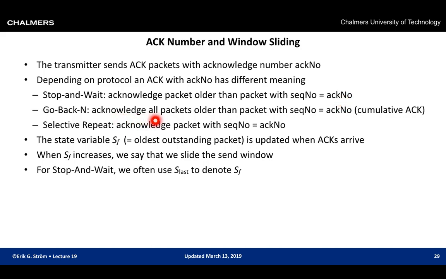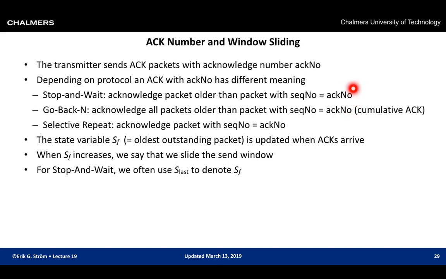In go back N, we acknowledge all packets which are older than the packet with sequence number equal to the ACK number. So here we use these cumulative ACKs. And for selective repeat, this acknowledges one particular packet, namely the packet which has sequence number equal to the ACK number. So it's a little bit different interpretation of these three cases.